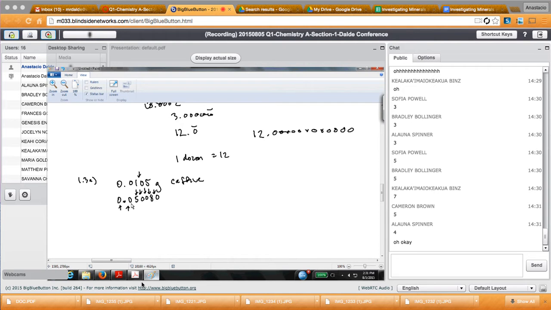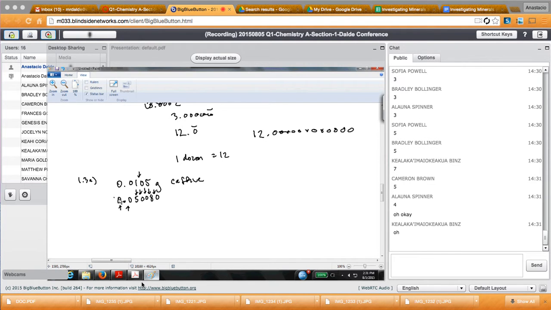Got it? What if I did this? Wait, so if it changed, it counts if there's a decimal? The trailing zeros count if there is a decimal. So which one should count? This trailing 0 right here is the one that was in question, the last one. That one counts because I see a decimal in that number. But the one outside of it, outside of the decimal, doesn't count.